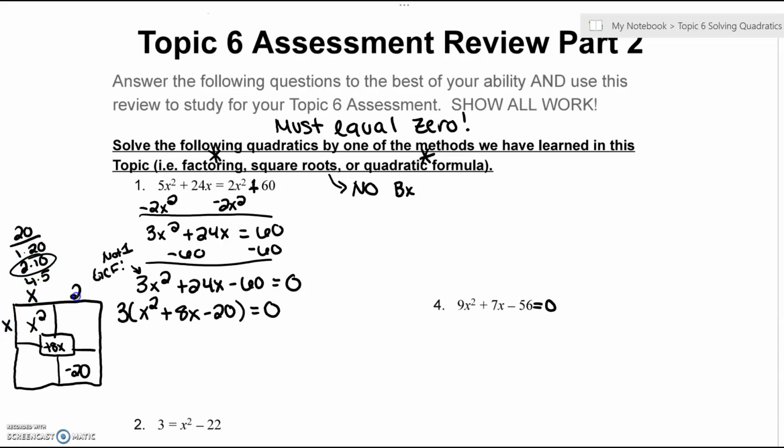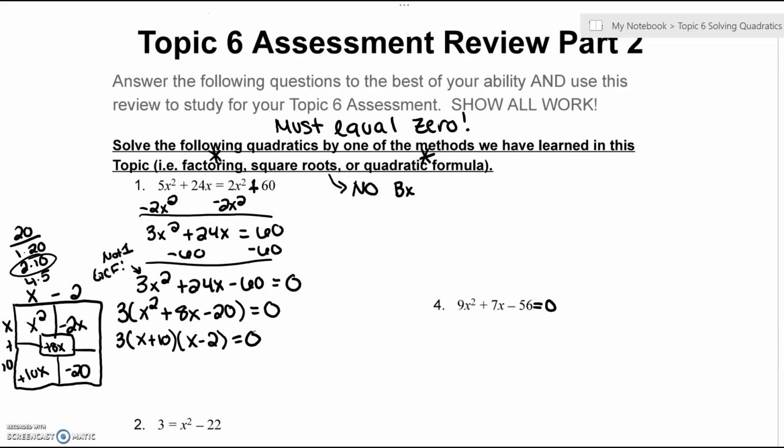So the only way I can make x squared is x times x. It doesn't matter where I put 2 and 10. And then x times 2 is 2x. x times 10 is 10x. And to make positive 8, it has to be a positive 10 and a negative 2. So now, don't forget that I have to put this back in the equation. So I still have my GCF, but now I have my two factors, x plus 10, x minus 2, and that is still equal to 0.